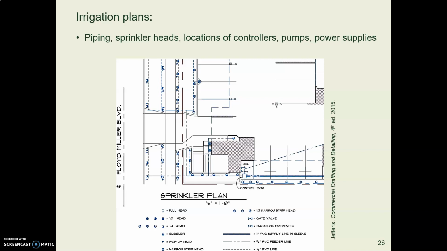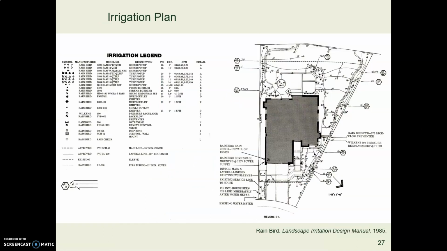The irrigation plans are for a particular kind of contractor, the irrigation contractor. And when you get to the final product, you'll have a plan that just shows them what size of pipe and what size and style of sprinkler heads. But a lot of planning will have gone into that. Here's a plan from an old Rainbird irrigation manual. I like them.